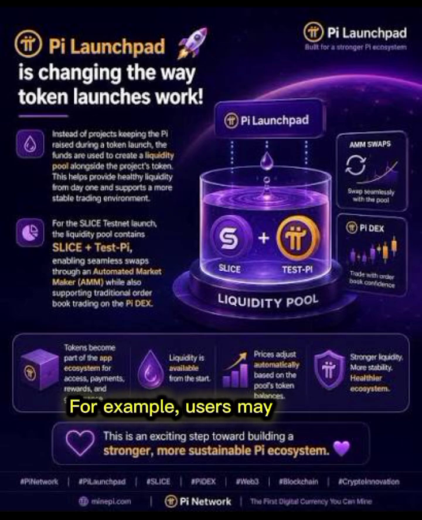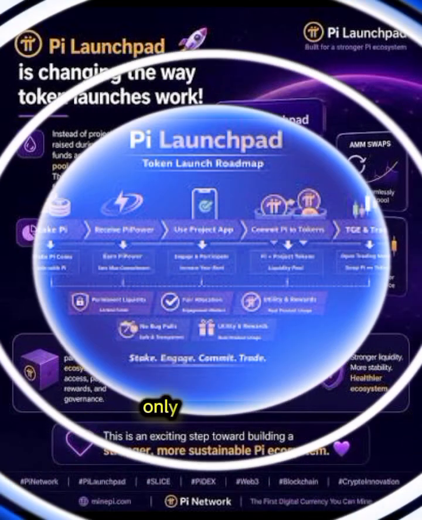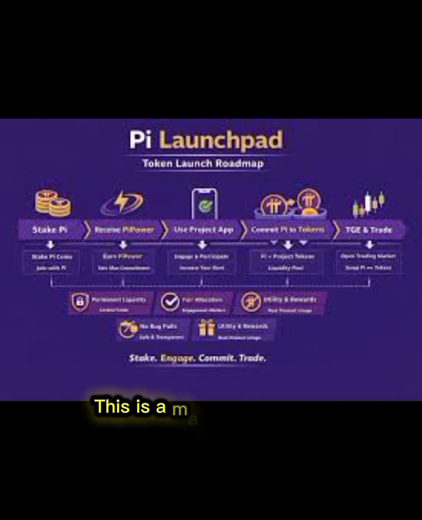For example, users may need the token to unlock premium features, pay for digital products or services, receive rewards, vote on community decisions, participate in governance. The goal is to create useful applications where tokens have real demand instead of existing only for trading. This is a major step toward building a stronger Pi ecosystem with real-world use cases.